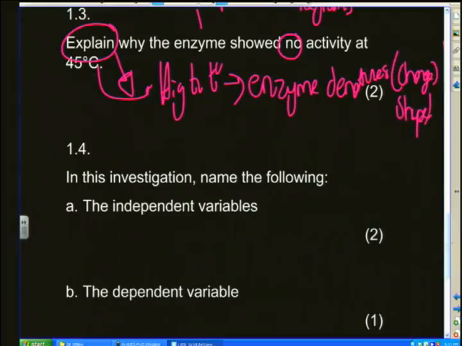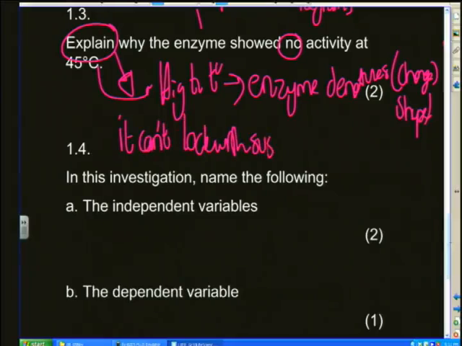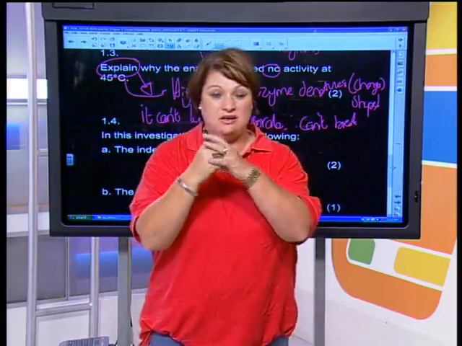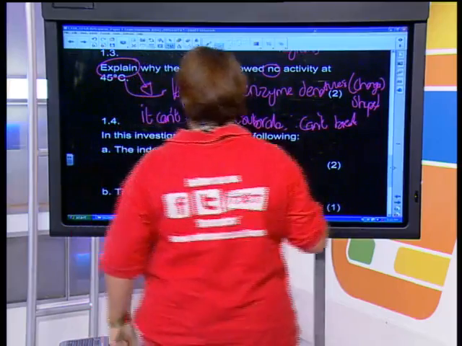And because it denatures, it can't. Remember that lock and key? It can't lock with the substrate. And if it can't lock with the substrate, therefore it can't break it down. Remember enzyme, lock and key. All right. You need to have that.